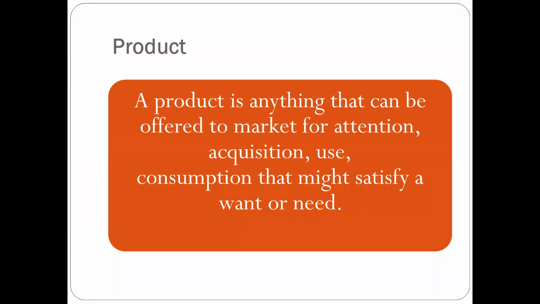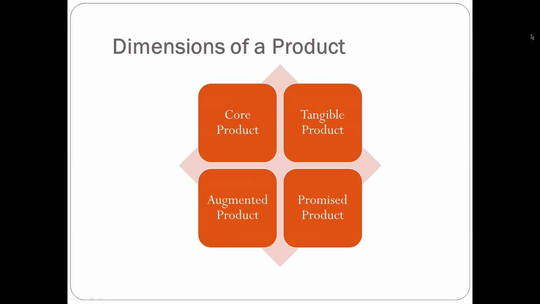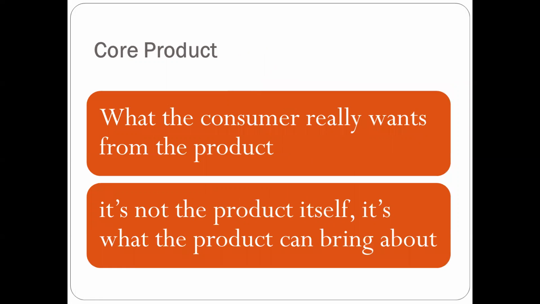At first, what is a product? A product is anything that can be offered to market for attention, acquisition, use, consumption that might satisfy a want or need. Then what are the dimensions of a product? There are 4 dimensions of a product. They are core product, tangible product, augmented product, and promised product. Then we will go into details about these dimensions.